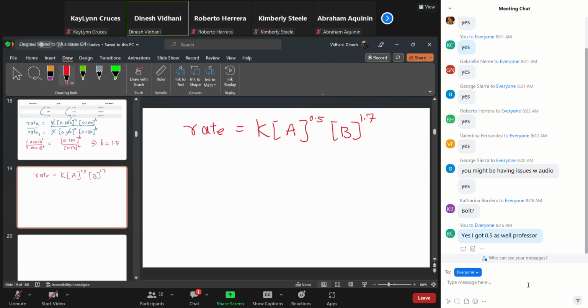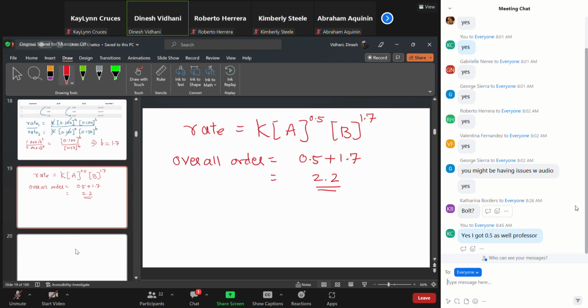Okay. Now, if you write the overall order, that's going to be 0.5 plus 1.7. You are looking at an overall order of 2.2. Now, this concept, the one which you just saw, gives you a fractional order reaction. So I'm just telling you that you can see those fractional order reactions as well.